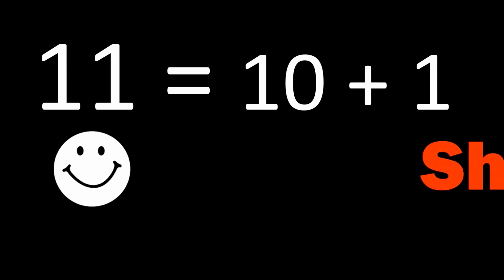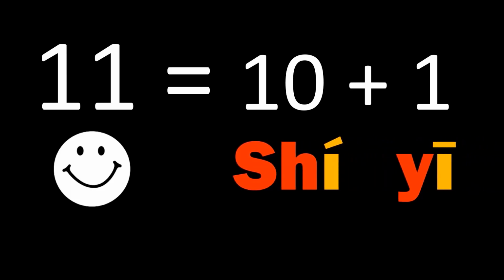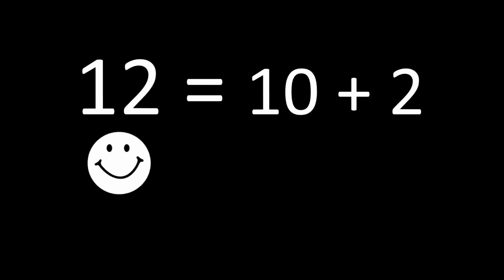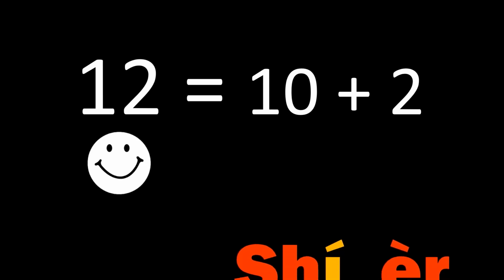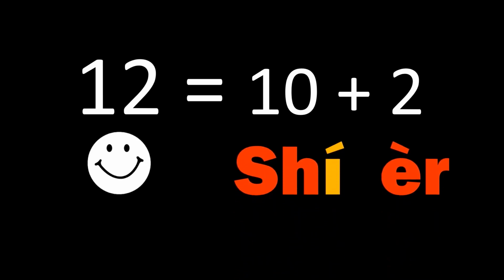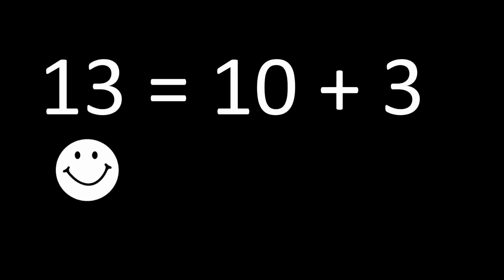So when we pronounce 11, we say shí yī. 12 is 10 plus 2. Again, we have 10, which is shí. Then we have 2, which is èr. So together, 12 is shí èr. Now you try 13. So 13 is 10 plus 3. What is 13?